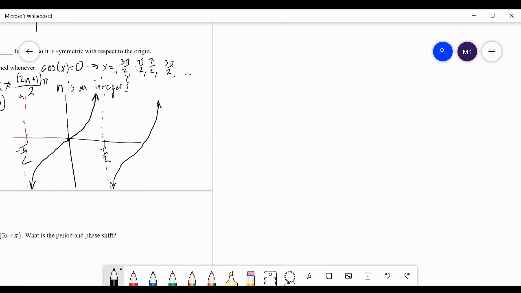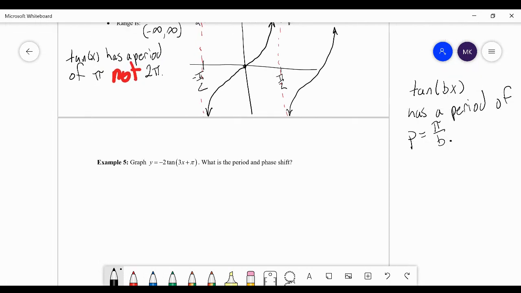Everything else about tangent is the same as far as amplitude, phase shift, and vertical shift. The one difference is, if we have tangent of bx, this has a period of p equals pi over b. Okay, so when you're calculating that period, that is how we do that.